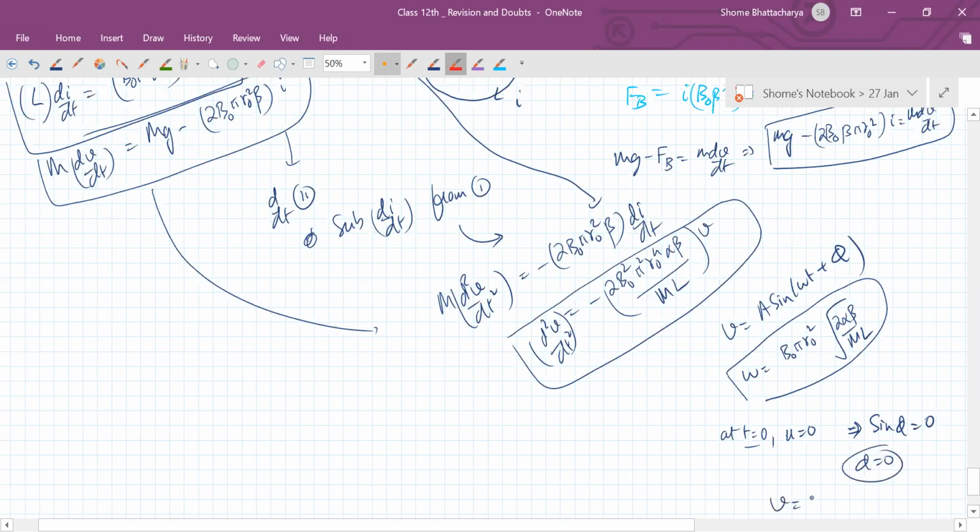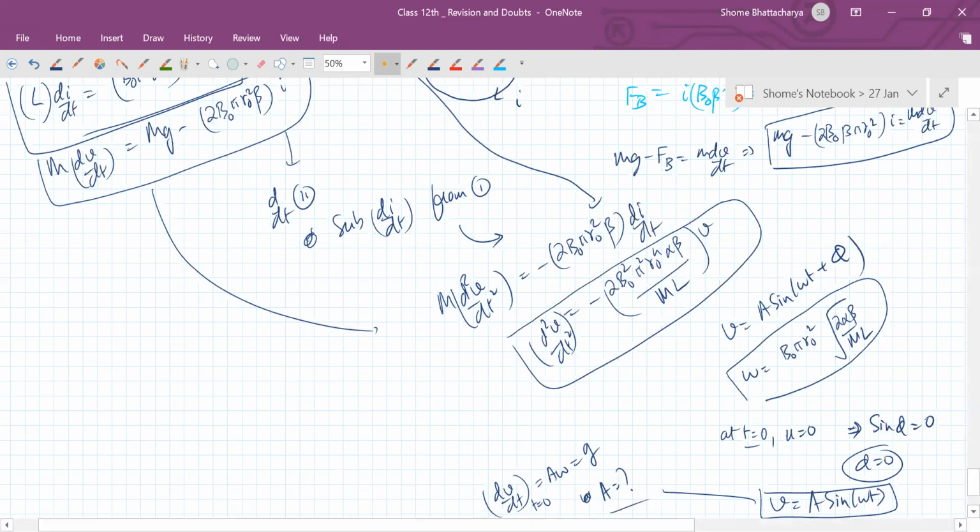So your v will actually be a sine omega t. And then we'll use the fact that at t equal to 0, the downward acceleration was g. So dv by dt at t equal to 0 should be a omega, and that should be equal to g. So from that you will get the a also, the amplitude of the v.